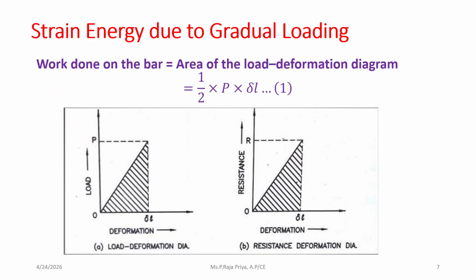Work done on the bar. So here we are doing the work on the bar of length L. The work done will be equal to the area of the load deformation diagram. Since it is a triangular pattern, the area will be half into P into delta L. So this will be the work done on the bar, and this is taken as equation number 1. And equation number 2 will be the work which is stored in the bar, which is based on this resistance versus deformation diagram.